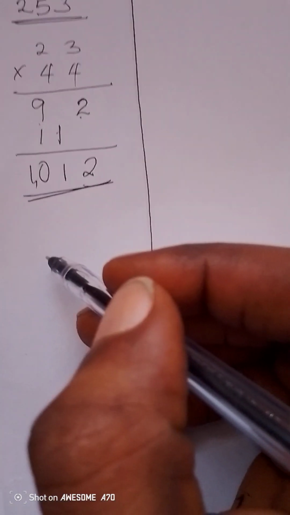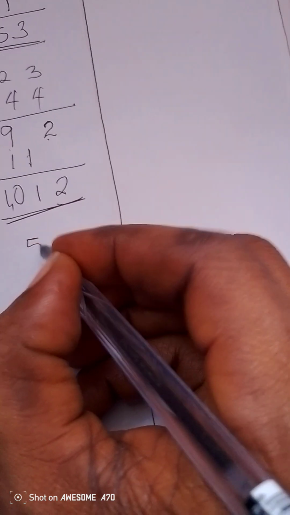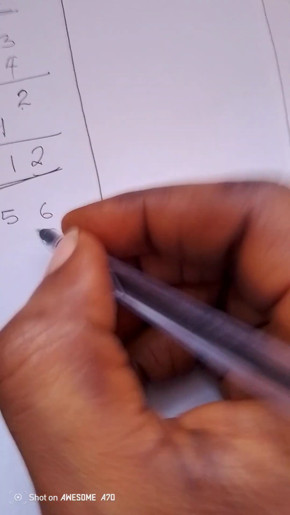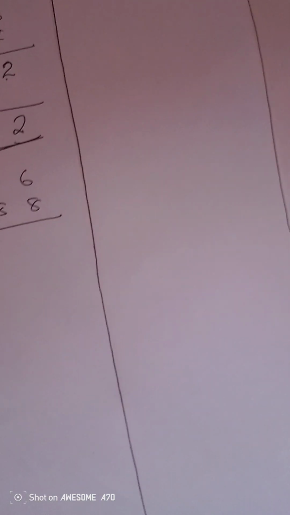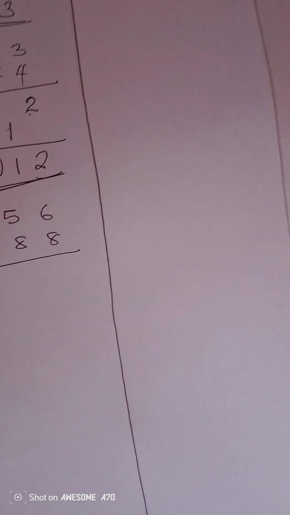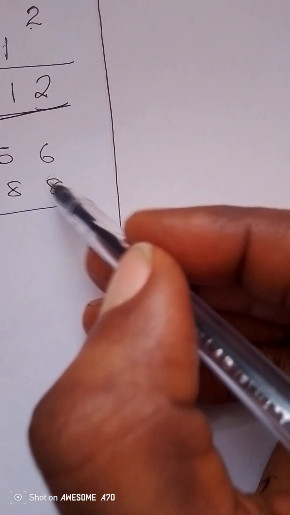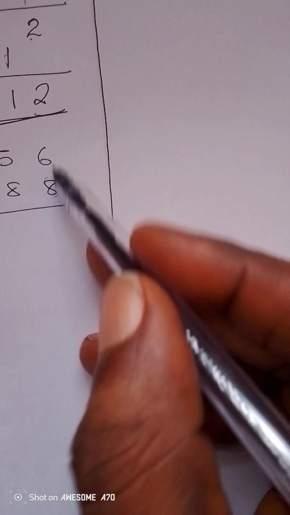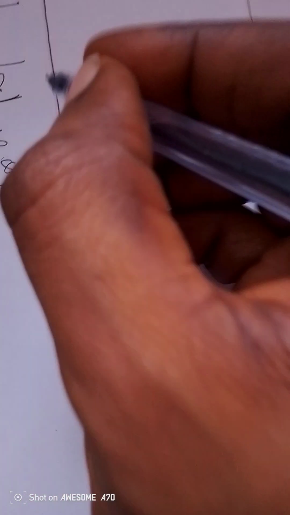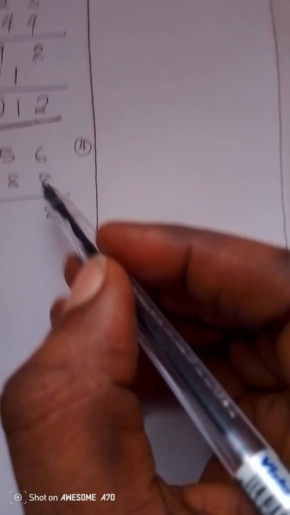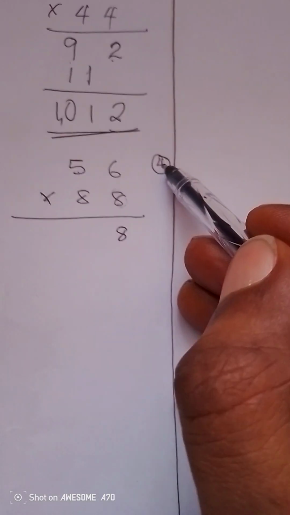Now let me look at something a little more technical. Let's take 56 multiplied by 88. This is a little bit more technical, but let's look at how it goes. Now, as I said, you just multiply one of these numbers with this number here. Now 8 multiplied by 6 is 48. So you write the 8. You take your 4. 8 multiplied by 5 is 40, plus this 4 gives you 44.